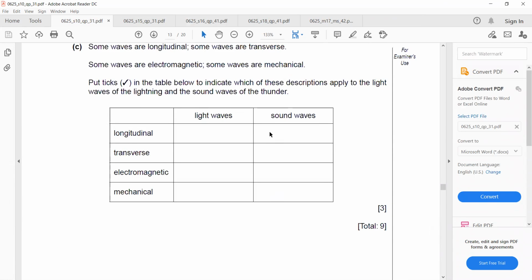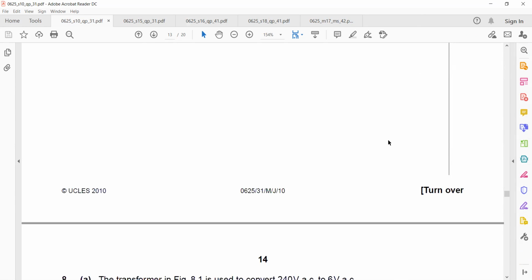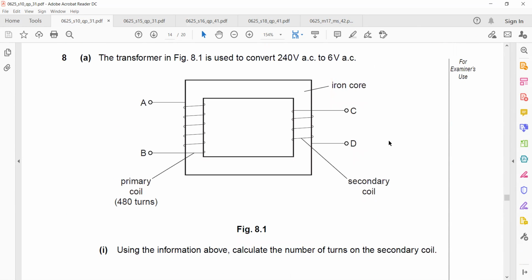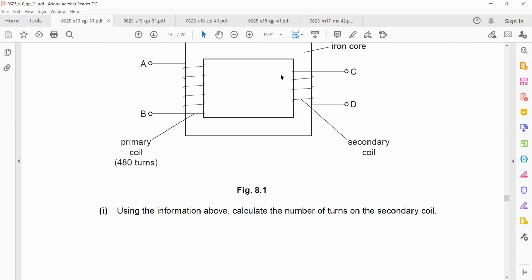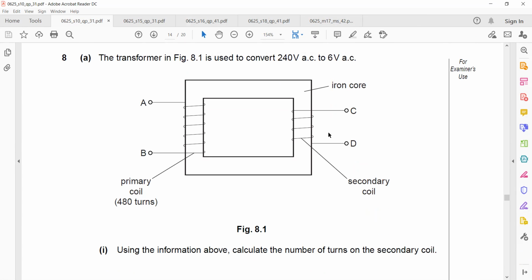Another question. The transformer in the figure is used to convert a 240 volt AC to 6 volts AC. Use the information to calculate the number of turns of the secondary. What's the answer for secondary turns?